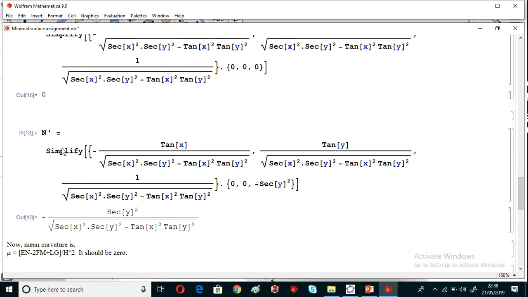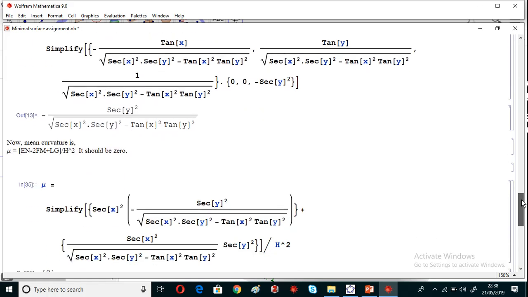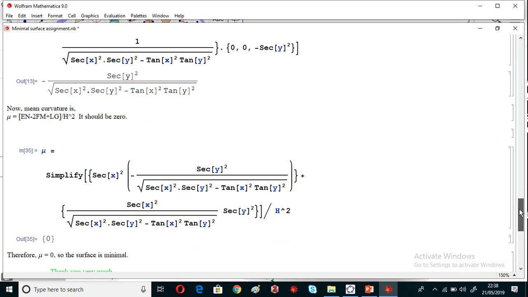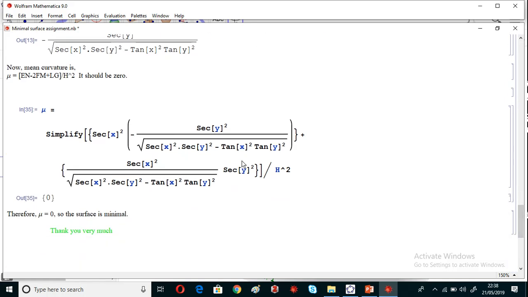Here I use N dash instead of N. So we can find this also. And finally we have to find mu, which means (E N minus 2 F M plus L G) divided by h square. It should be 0 for the surface to be minimal. That's why I use this formula and I obtain 0. Therefore mu equal to 0, so the surface is minimal.